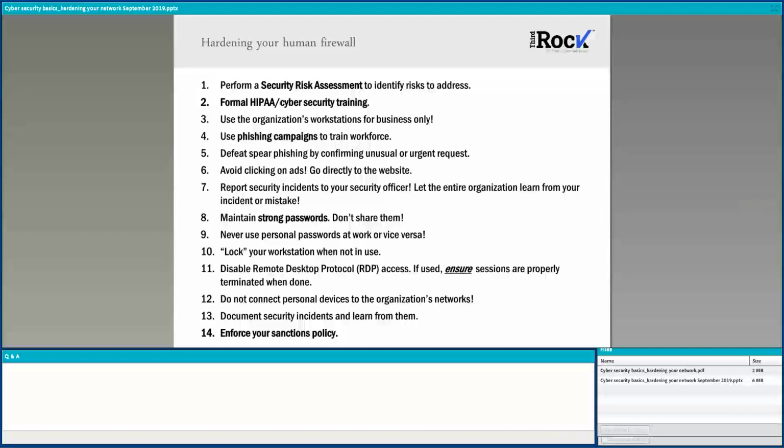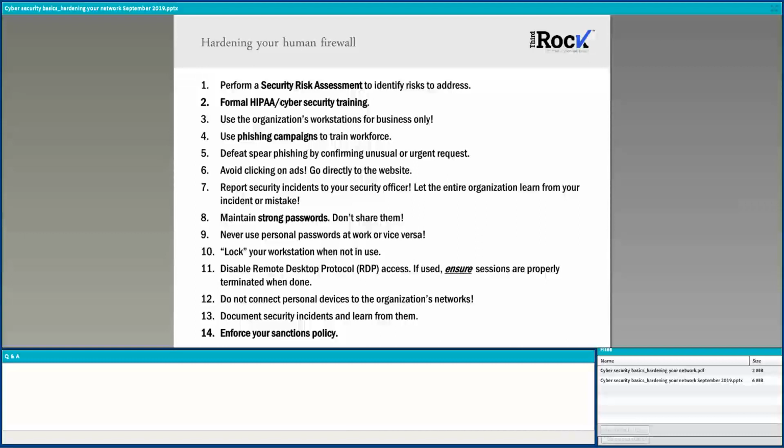Use strong passwords. I can't emphasize that enough. The stronger your password, the better. And if you create a strong password, you don't have to change it as often. Don't use personal passwords at work. That's another big one, very important.